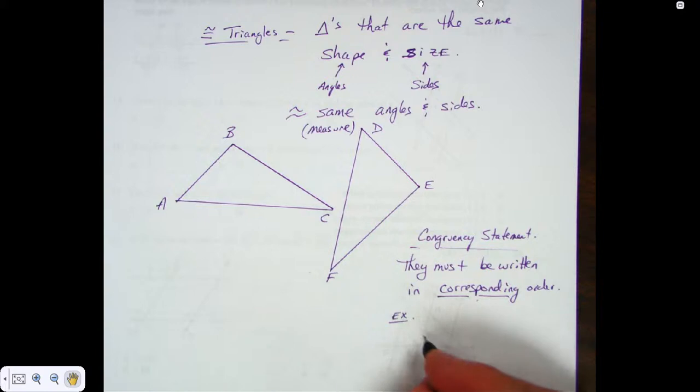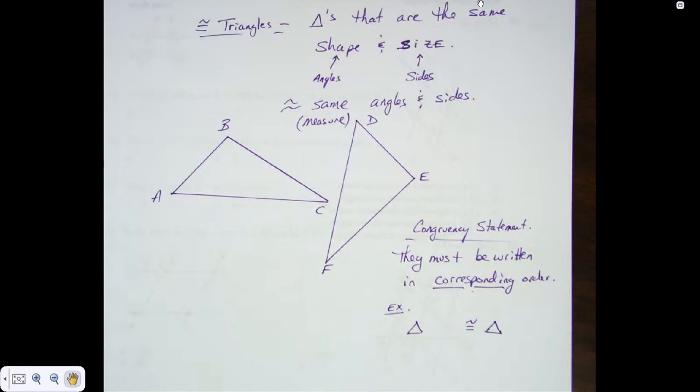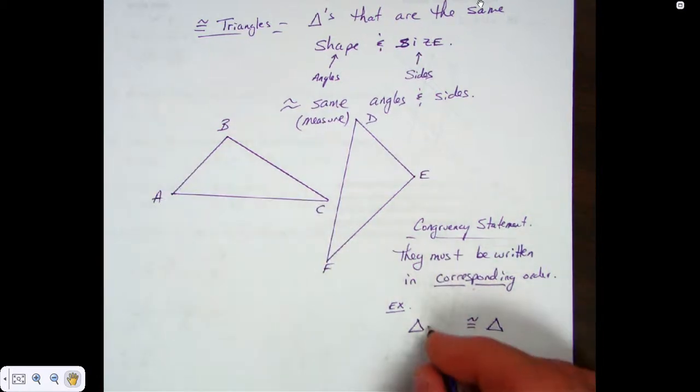So I'm going to say that these two triangles are congruent. What order do you think I should write them in? I'll let you in on a little secret. The first one you write, it doesn't matter what order you write it. How about we write A, B, C?